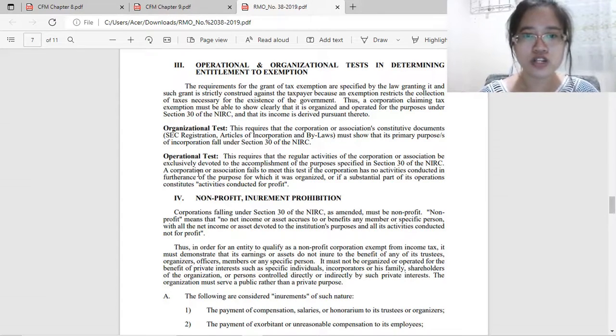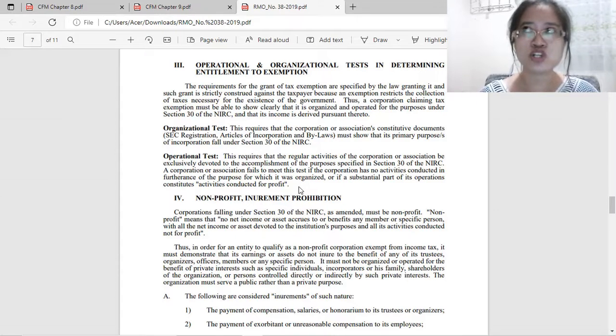A corporation fails to meet this test if the corporation has no activities conducted in the furtherance of the purpose for which it was organized. That's why they require 3 years of financial statements. It also fails if a substantial part of its operations constitutes activities conducted for profit.